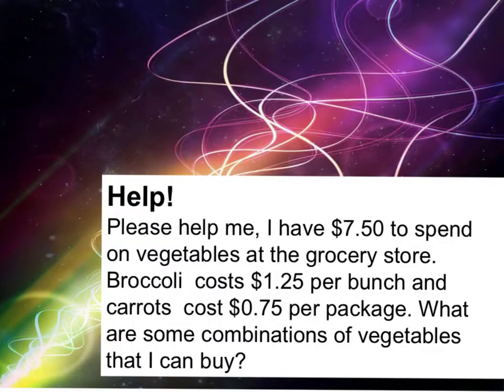Let's go over this example. Please help me. I have $7.50 to spend on vegetables at the grocery store. Broccoli costs $1.25 per bunch, and carrots cost 75 cents per package. What are some combinations of vegetables that I can buy? If you could think of an inequality for this situation, that would be great. If not, I just want you to play with some numbers. Think of some combinations of broccoli and carrots that I can purchase with only the $7.50 that I have at the grocery store. Bring your work to class and we'll discuss this word problem together.